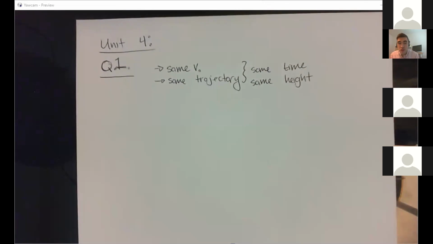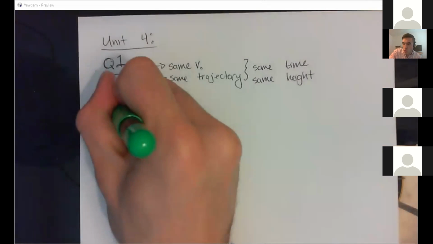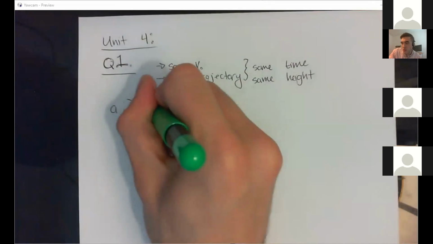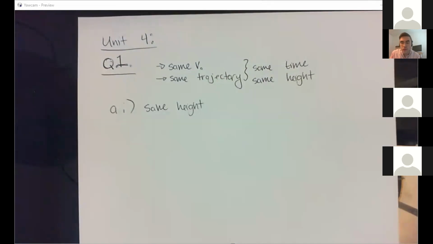So both of these rockets, if they have the same initial velocity, they're both going to go up to the exact same height. So that's why part A1, student 1 is wrong. They're going to have the same height. And you could justify this all sorts of different ways that you want.